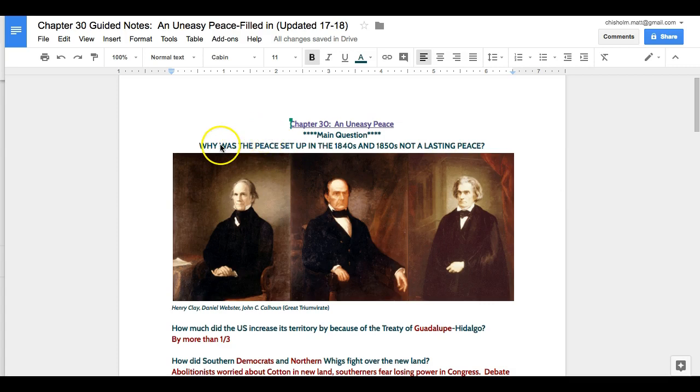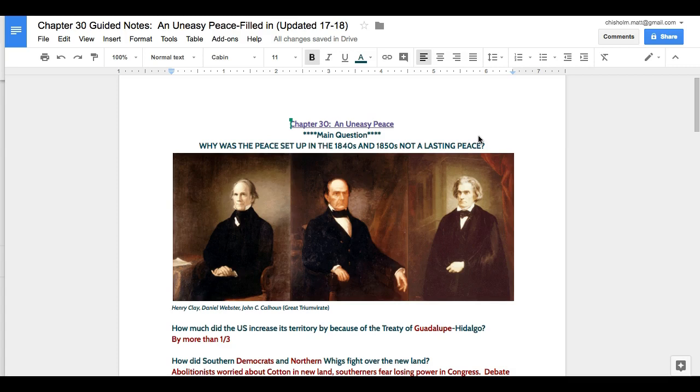The big picture here is, why was the peace set up in the 1840s and 1850s not a lasting peace? This is kind of a loaded question because we actually won't really be able to answer that quite yet. We'll kind of answer that question as we go through the next couple of chapters. But you should know it's not a lasting peace, and you should see the cracks. Even the Compromise of 1850, though it looks maybe polished on the outside, has several different cracks in it, which will enable it to be basically ignored pretty soon after it's written.